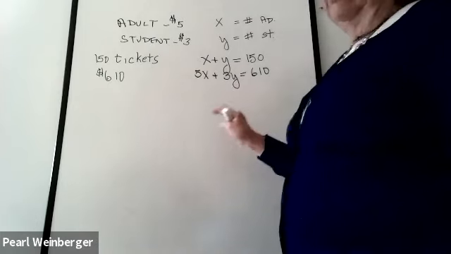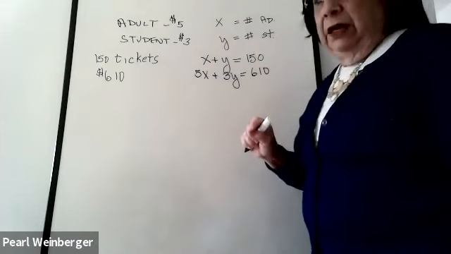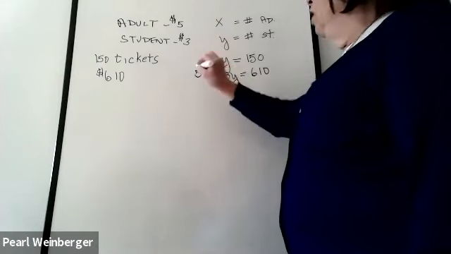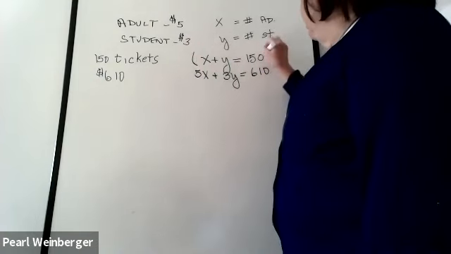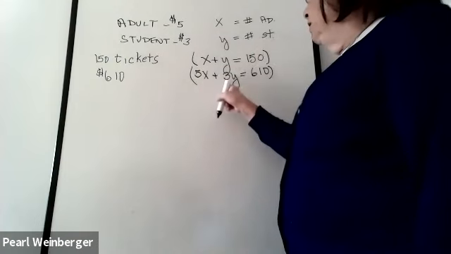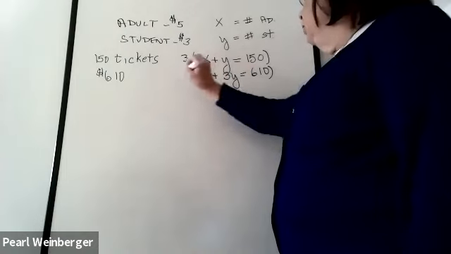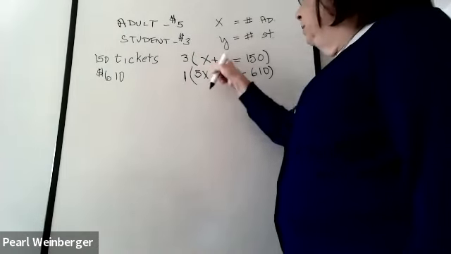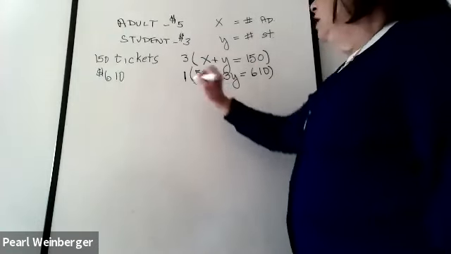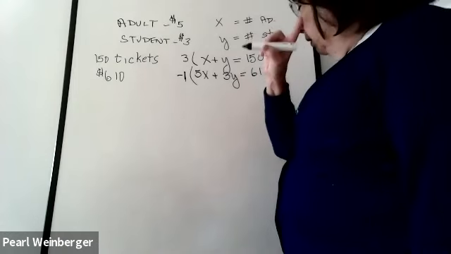Okay, now we can solve the system of equations, and it looks like it's set up for the elimination method. Let's get rid of the y's. It doesn't matter which we get rid of. If we decide to get rid of the y's, then we have to multiply the top equation by 3 and the bottom equation by 1. But since both of these are positive, one of those numbers has to be a negative. Let's say this is the negative. It doesn't make a difference which you pick.